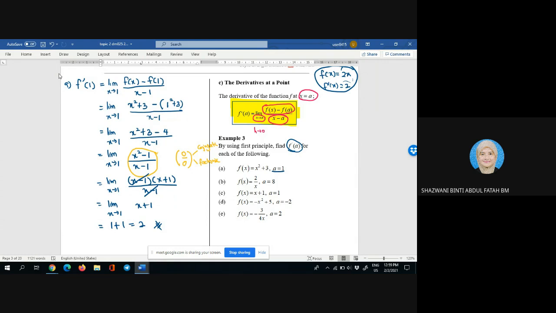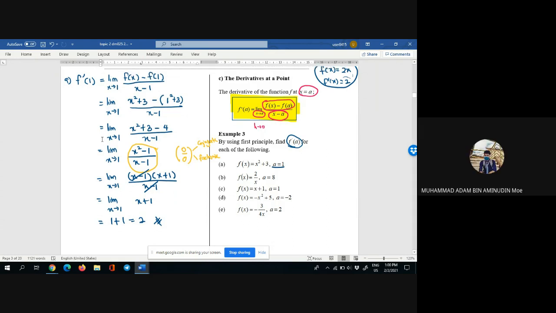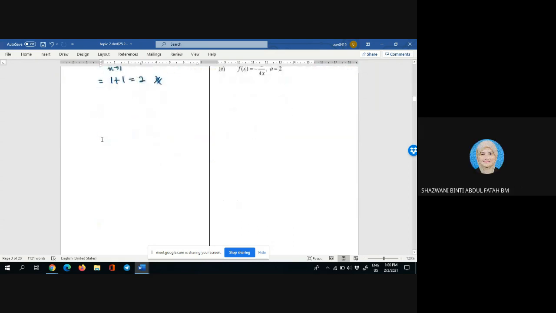Okay, kita tengok example number 2, a second example number 3B. Okay, so boleh cikgu proceed ke? 3B. Boleh. Okay, 3B. Okay. So next one, 3B.